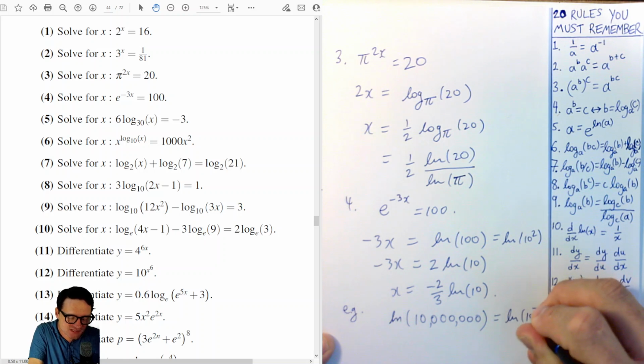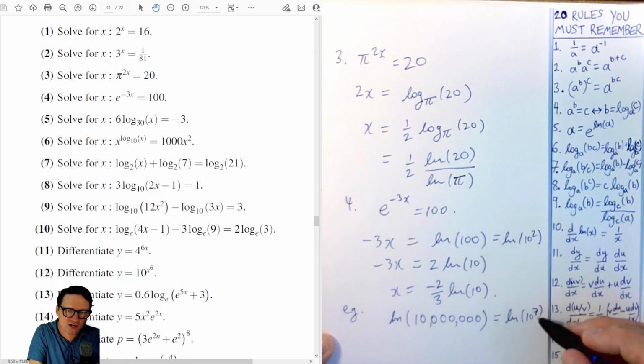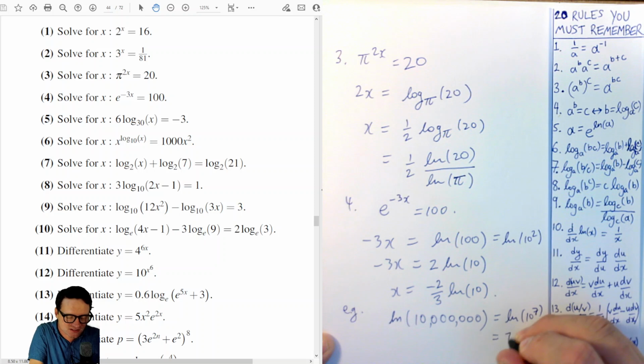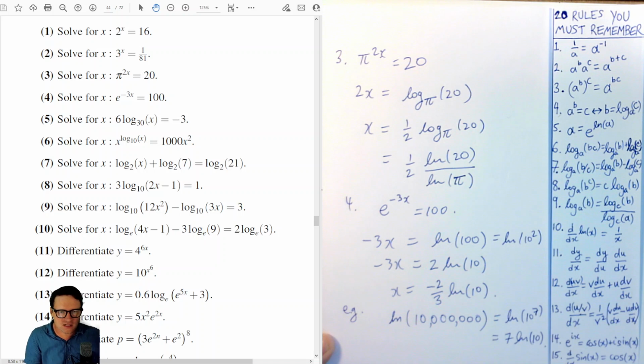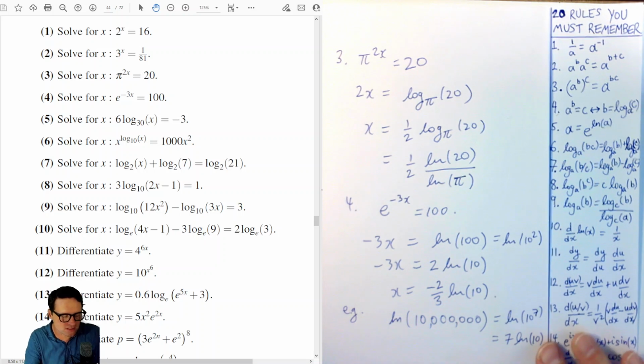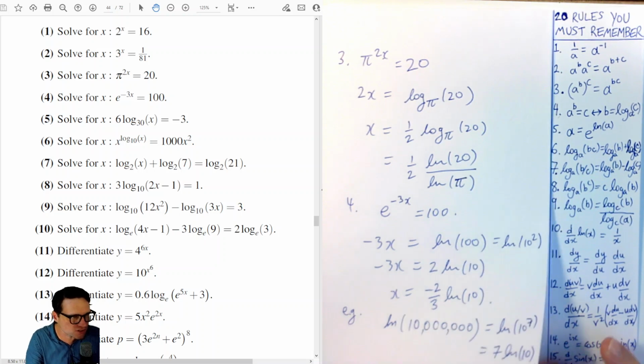ln 10 to the power of 7. And then you can bring down that 7 and call this 7 times ln of 10. All right, so that's one of the nice things about logarithms. So let's move on now to question 5.